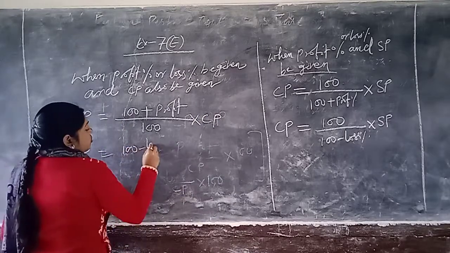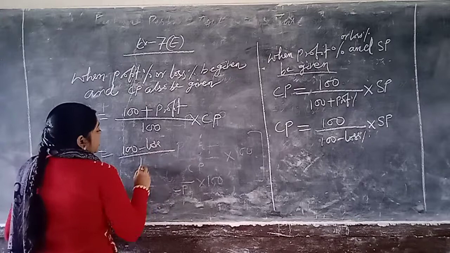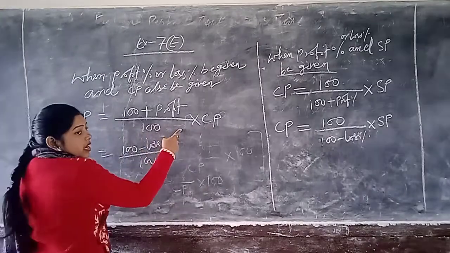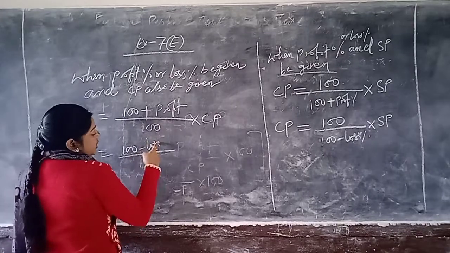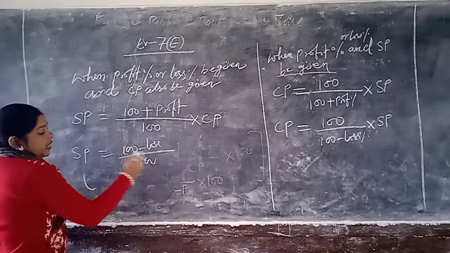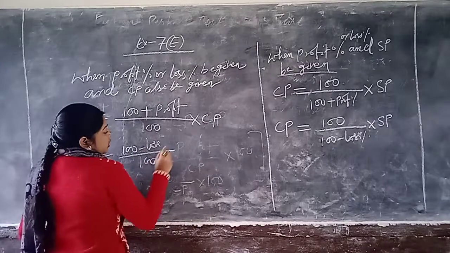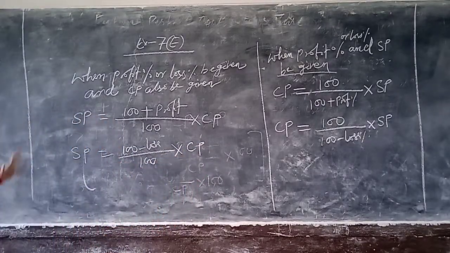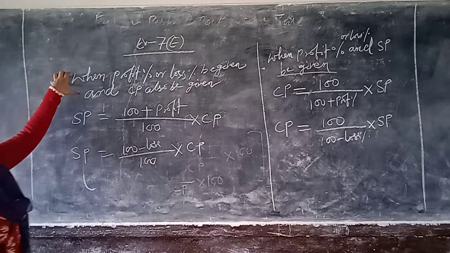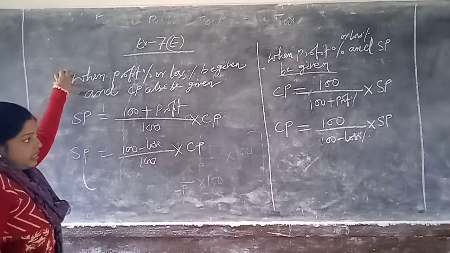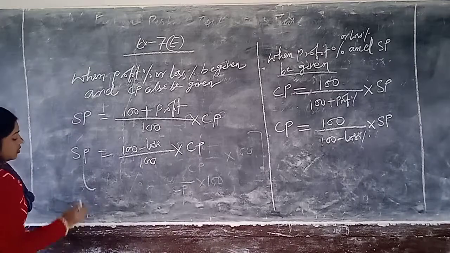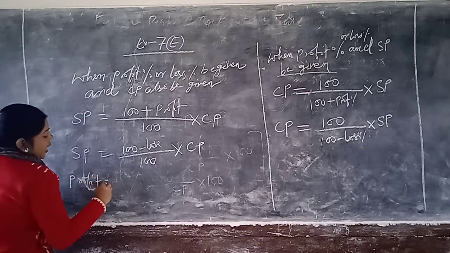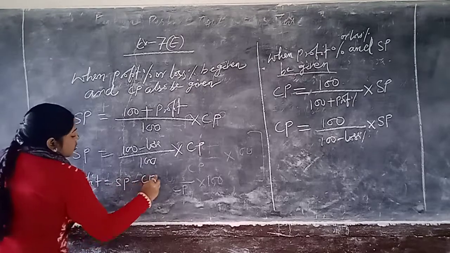100 minus loss percent by 100. Profit percent is in the right form divided by 100, and in the loss percent case we write it in the form of 100 minus loss by 100 into CP. So this is the formula for these questions. Now the next is, if we are given profit, you know that profit equal to SP minus CP.